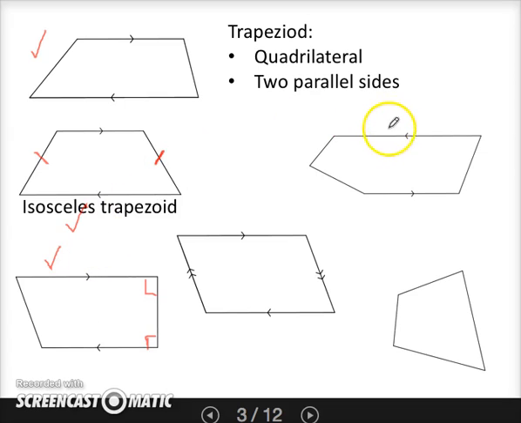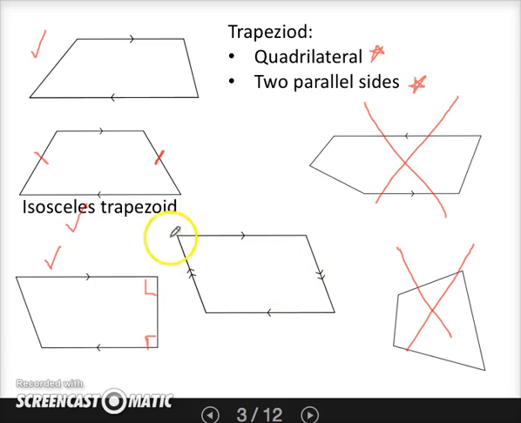Okay, let's start over here now. I have 1, 2, 3, 4, 5 sides. So even though there are two parallel sides here, this would be a non-example of a trapezoid because a trapezoid has to be a quadrilateral. Let's look down here. Okay, we have 1, 2, 3, 4 sides, but none of them are parallel. So that's a non-example because we have to have at least two parallel sides.